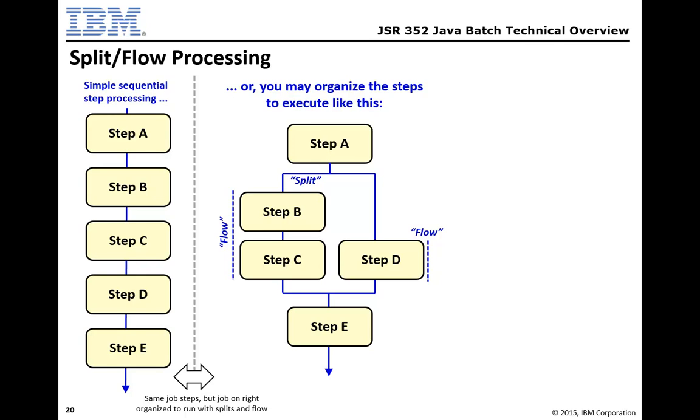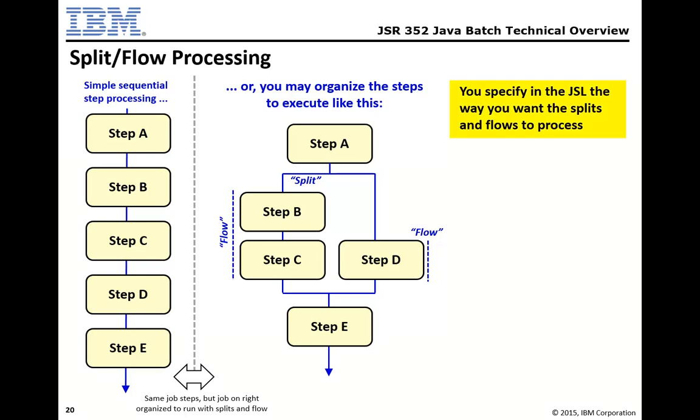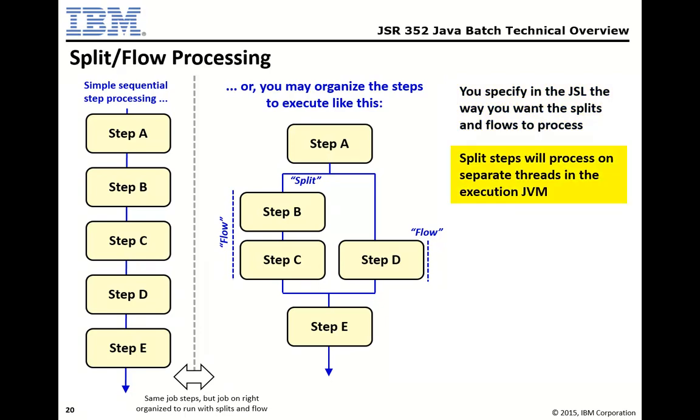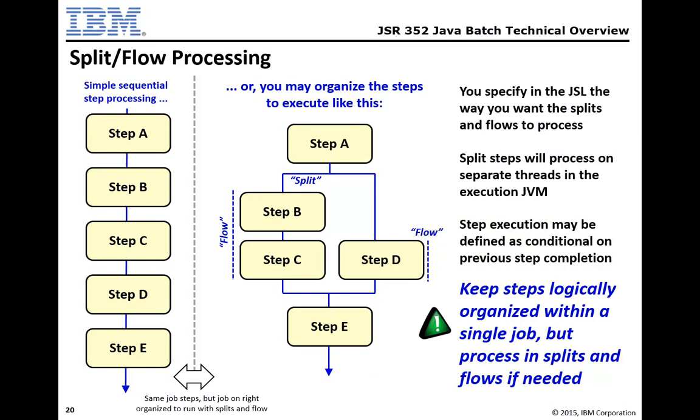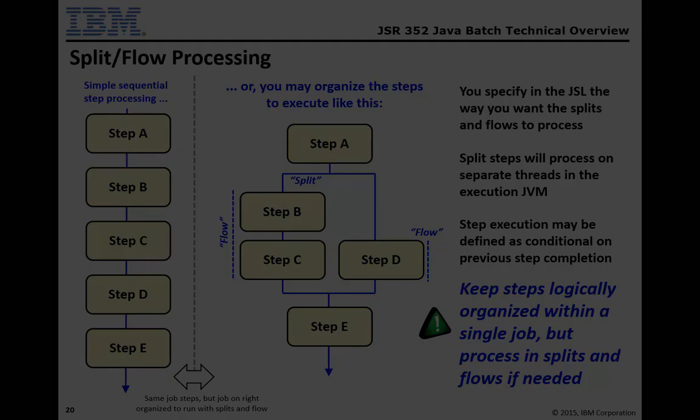Here's the same 5-step job organized into a split with 2 flows defined. You define the splits and flows with XML in the job specification language document. Splits will process on separate threads in the JVM. You have conditional processing control just as you do with simple sequential patterns. The value of this is that it gives you flexibility to design your job step execution. If you have the ability to execute some job steps concurrently, you may do that.